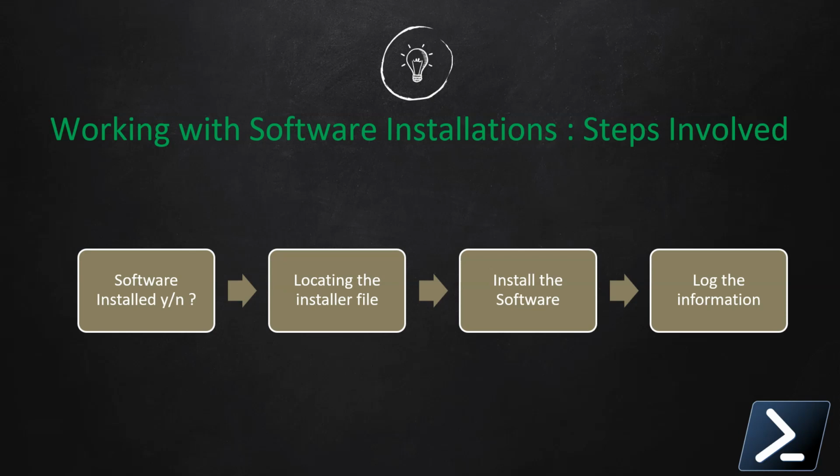Next, you have to grab the installer file, correct? The installer file could be in a shared network location, it could be on the internet and you have to download it from there, or maybe any other place, but you have to locate the installer file that you have to use, right? The next step will be, of course, to install the software, right? And another important thing is, while doing all of this, we must log the information so that if something goes wrong, we can always come to the logs and find out what failed and how we can fix it, right?